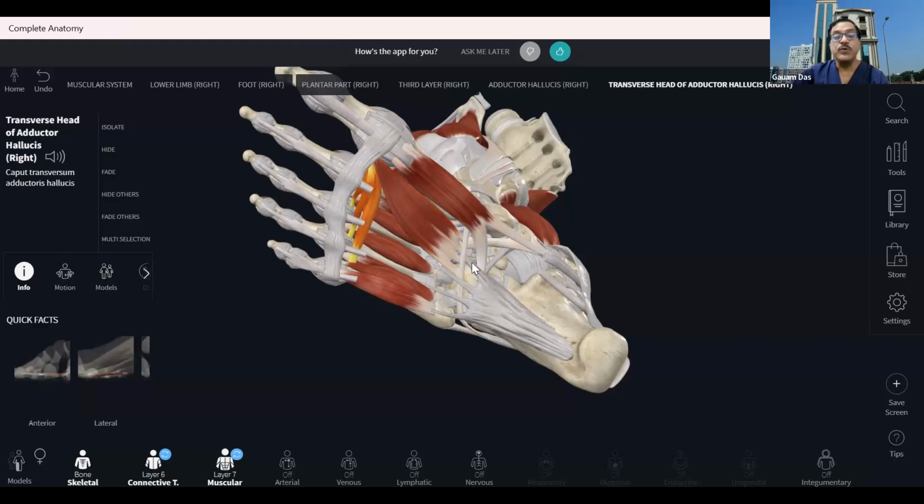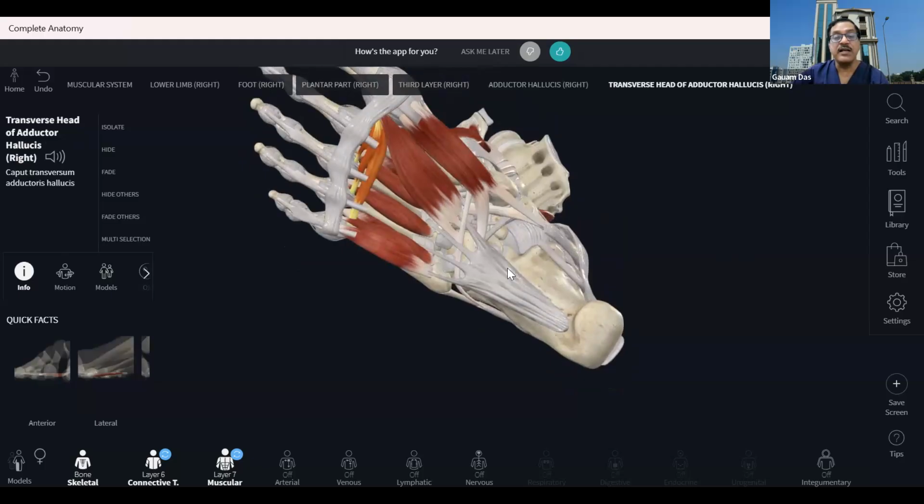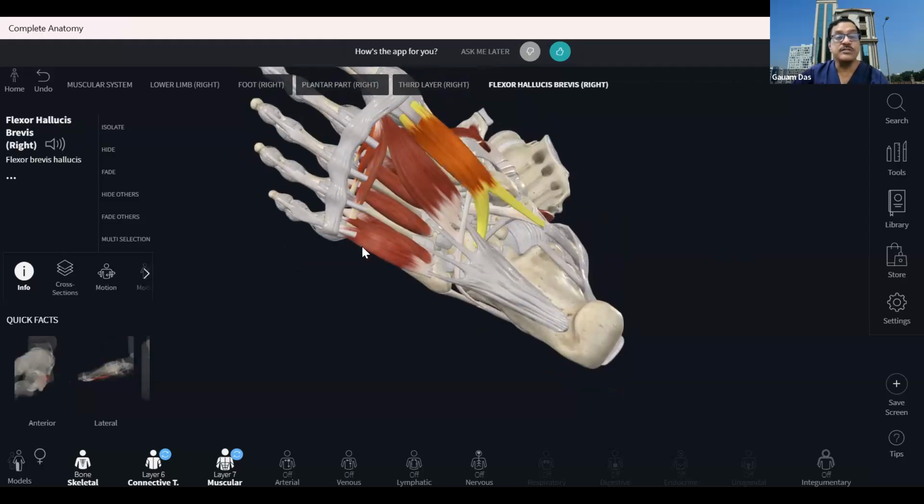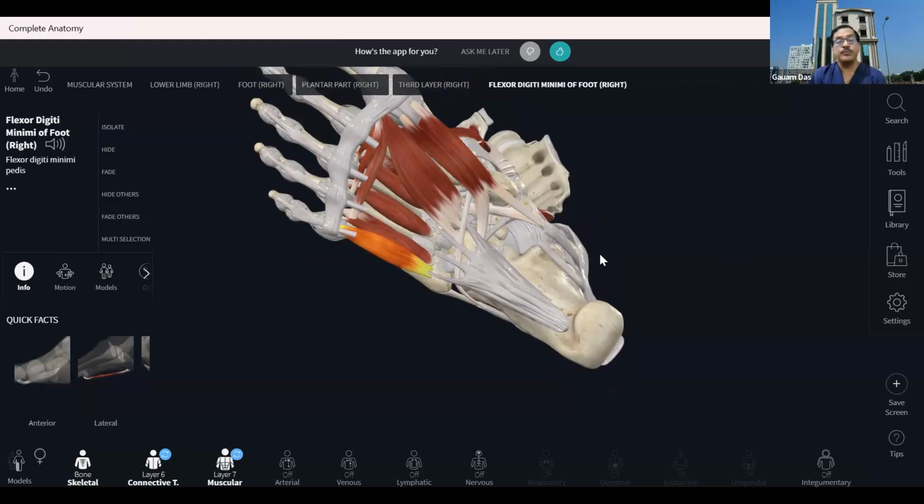So in this layer, we have these muscles and other muscles here, like the flexor hallucis brevis. So here there is another flexor, flexor digiti minimi. So for the great toe, we have the flexor hallucis brevis, and here it has the flexor digiti minimi. So this is on this side.